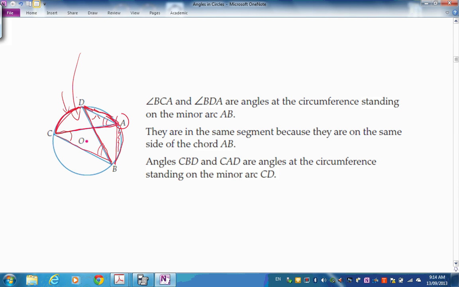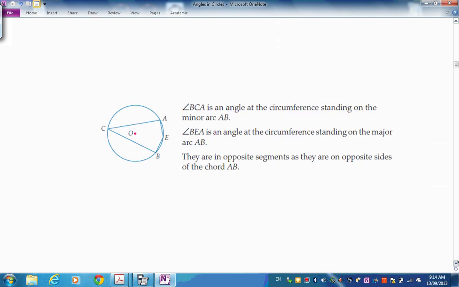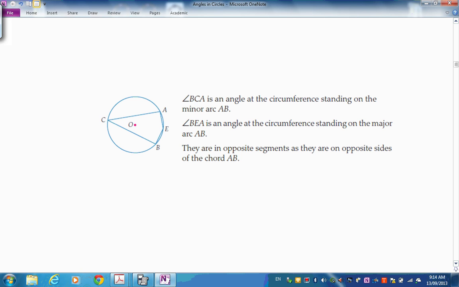So arc CD subtends those two angles at the circumference. All right. Not a bad one there. Starting to get used to using some of this language now. Come down. Let's have a look. More language. Angle BCA. Where's BCA? There it is. B to C to A.